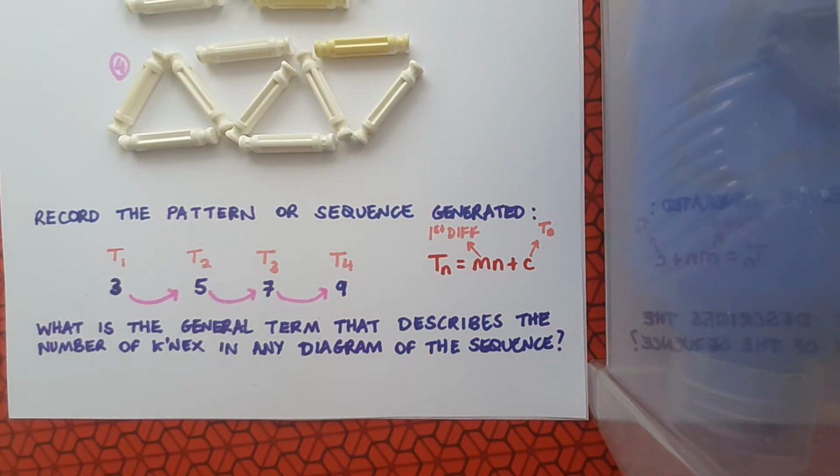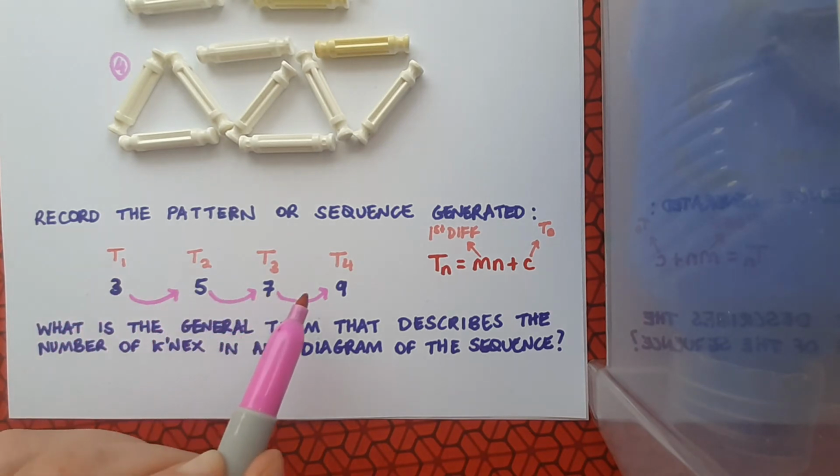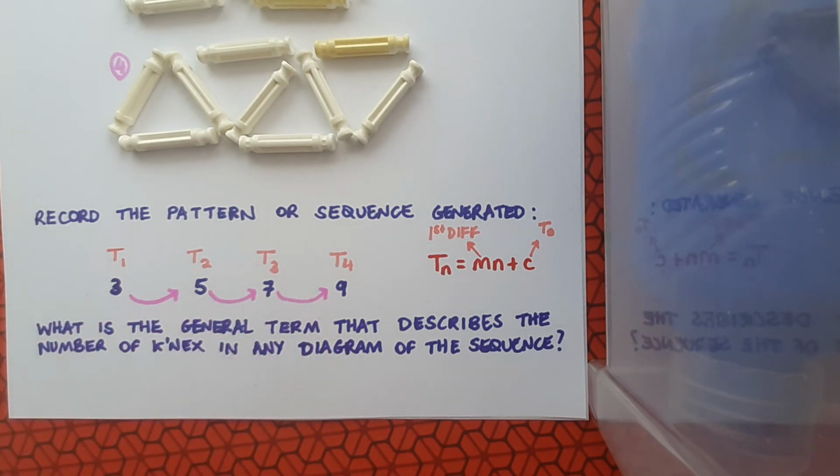First of all, we want to look for the term-to-term difference, or the first difference. So how do I get from each term to the next? Well, I'll get from 3 to 5, and then 5 to 7, and then 7 to 9. I can clearly see that I have to add 2 each time. Remember, the fact that I have a common first difference here indicates that I do have a linear sequence.